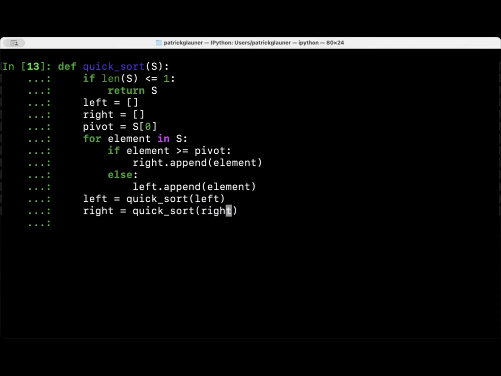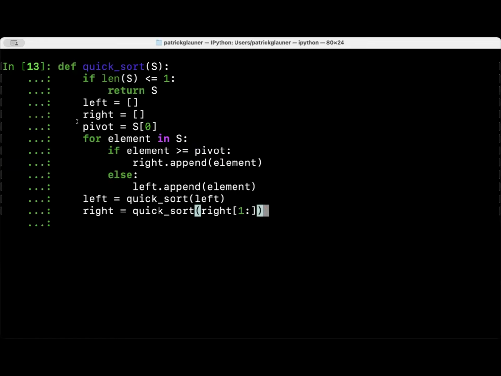There is one minor change I need to make so that this works. You see, I go through all the elements in S and I check if an element is greater than or equal to the pivot. And the pivot here is element 0, the first element. So the first element would actually say, yes, the first element is equal to the pivot, so it will be added to right.